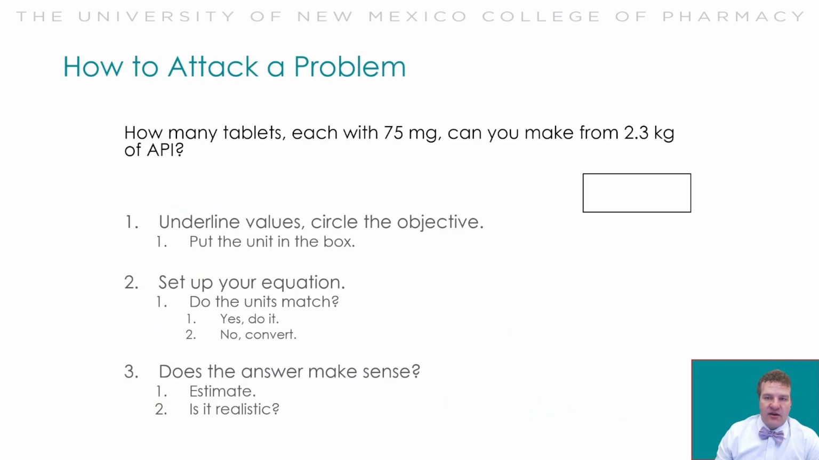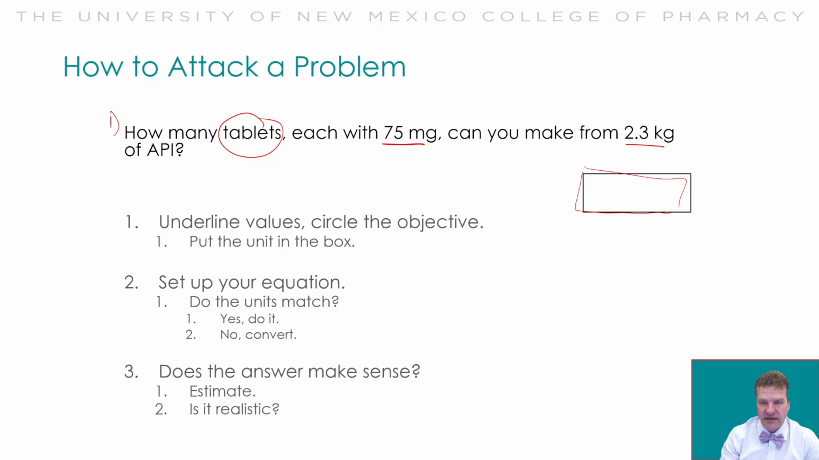So how do we attack a problem? So this is what your problems are going to look like on your exams. We're going to have a question stem. Okay, so like this would be question 1, and then we're going to have a box to put in our answer. Okay, so when I'm attacking this, what I would do, how many tablets, okay, that's what I'm looking for, each with 75 milligrams, can you make from 2.3 kilograms of API?